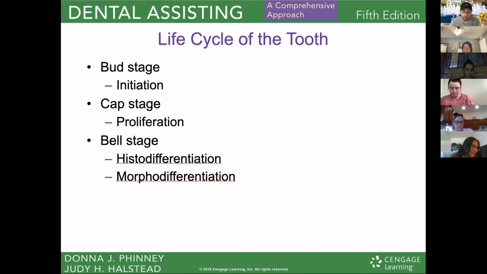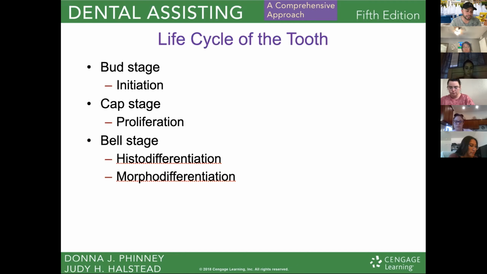The 6-year molar begins developing at birth. So it's already developing at birth, even though we don't see it until about age 6 in the mouth. The 12-year molar starts developing when the baby is approximately 6 months old. And then the wisdom teeth begin growing at about 5 years of age.